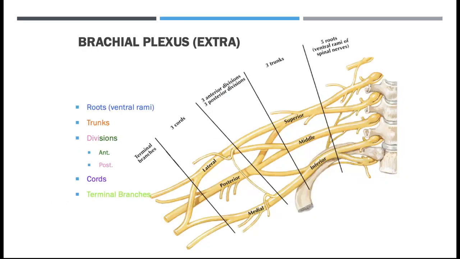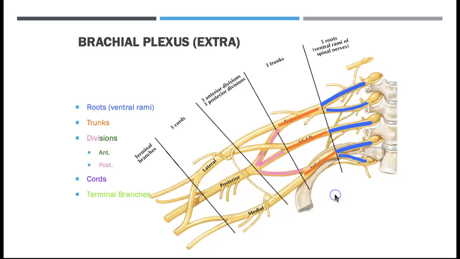And we are not going to go into all of that detail because there are 16 nerves that come off of the brachial plexus. But I do want you to know that we have 5 roots or 5 ventral rami. And again, it's C5, C6, C7, C8, and T1. And then we will have C5 and C6 come together to create our superior trunk. C7 is going to create our middle trunk, and then C8 and T1 create the inferior trunk.